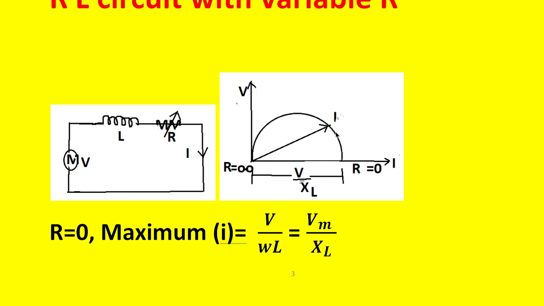Then if we increase the resistance further, we get a value here. If you further increase the resistance, we get like this. If you further increase, we get somewhere here. If the resistance value increases, automatically the angle between the resultant current and the applied voltage starts reducing. So once R becomes infinity, the current becomes 0 like this.